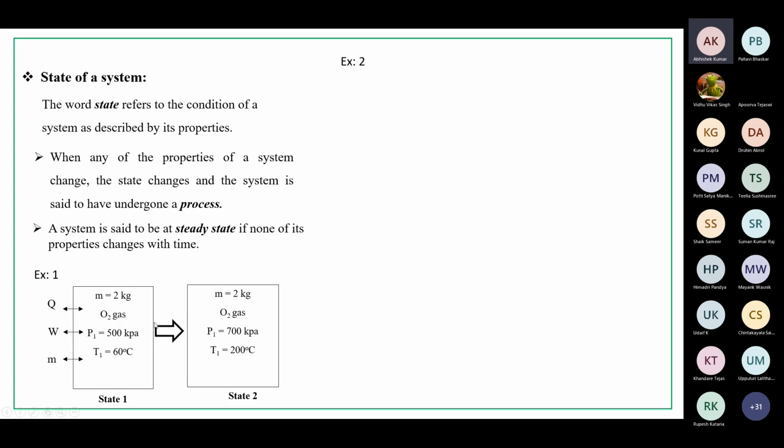Suppose, at state one, this is the container. We have 2 kgs of mass, that is O2 gas, obviously, at a pressure of 500 kilopascal and at a temperature of 60 degrees centigrade. Something happened. Same mass, same gas. The pressure increased to 700 kilopascal. Obviously, once pressure is increased, temperature is also increasing. This is state 1, this is state 2. Now the question is: do you have any intermediate states over there?